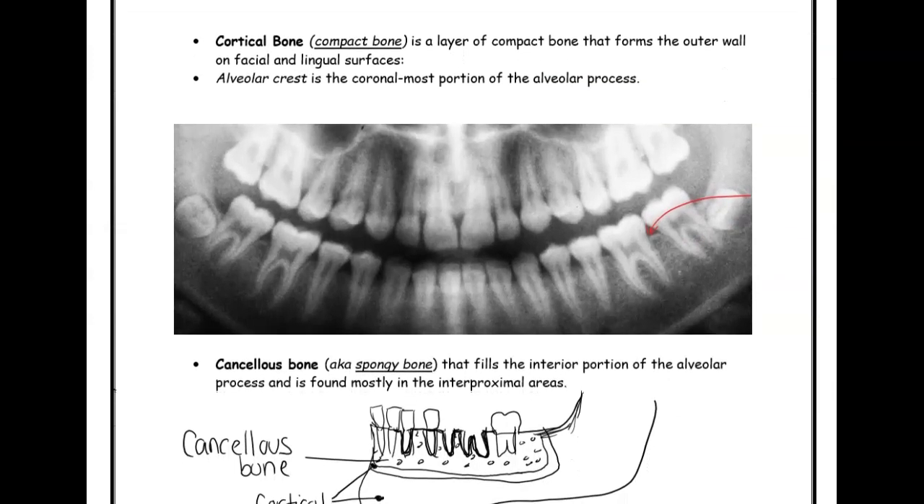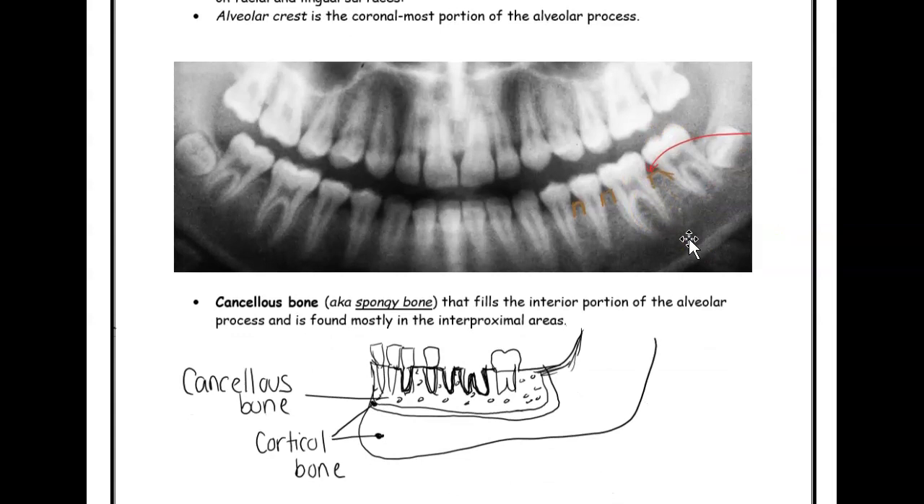And then we have something called cortical bone and cancellous bone. And so cortical bone, also known as compact bone, is the bone that forms the outer wall. So here is your cortical bone. Let's see if I can outline this better. So this over here is the cortical bone. The outline of this is your cortical bone. So the outside is your cortical bone. Cortical bone is kind of like your outside. We can see it over here. Cortical bone is on the outside.